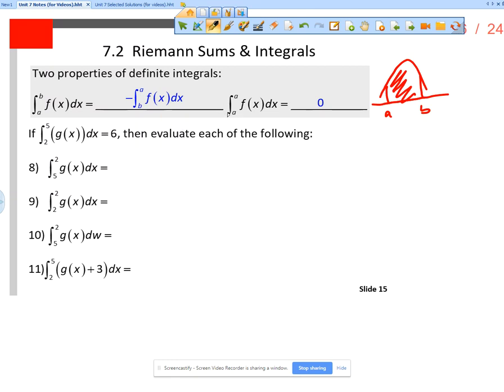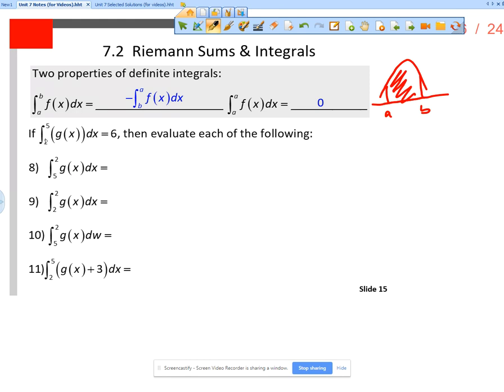The next property, the integral from a to a of f of x is 0. I think that one's pretty easy, right? If it's from a to a, there's no width. It's a zero width, not an infinitely small one. It's actually 0 from a to a, so that is always 0. So that's pretty easy. All right, so let's answer some of these questions.